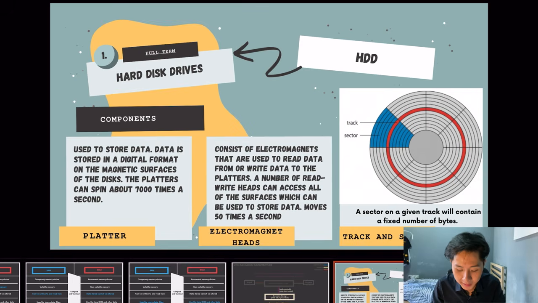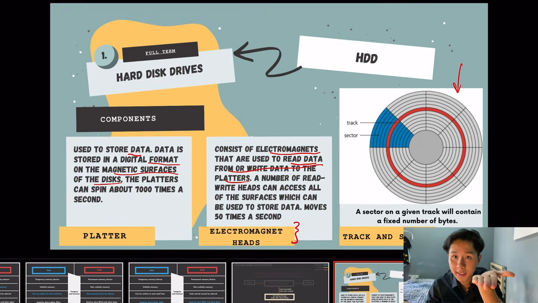So let's look at the first device of the secondary storage, which is the hard disk drive. All right, it is used to store data in digital format on the magnetic surface of the disk. So here we have a disk, okay, and the platter here can spin 7,000 times a second. How the data is read is that it uses something called electromagnetic heads. These consist of electromagnets that are used to read and write data to the platters. Imagine this is the disk, and the platter is like that. The magnetic heads will read data by using this.